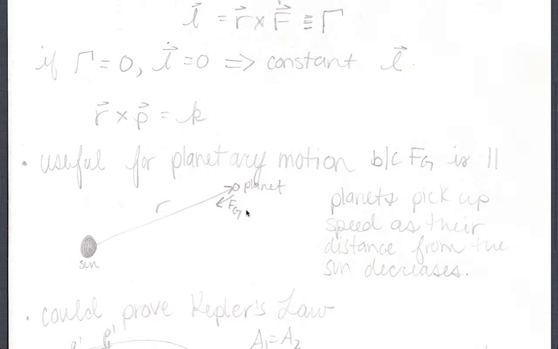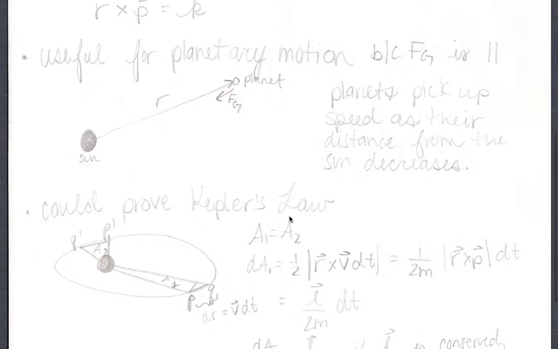And that's useful for planetary motion because the force of gravity from the sun to the planet is in the anti-parallel direction to r, so that means that the torque is 0, and that explains why the planets will speed up a little bit when r gets smaller, because since it's r cross p, p will have to get bigger, meaning the velocity will get bigger to compensate for the loss in radius.